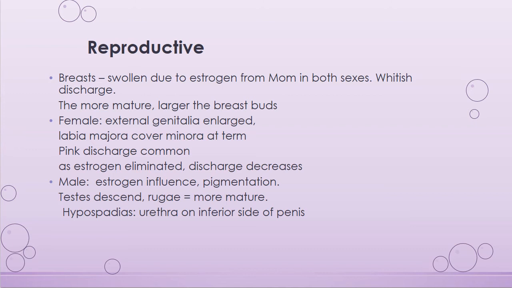We also need to assess the urethra and ensure that it is positioned where it is supposed to be. Many times, not many times, but babies can be born with hypospadias, where the urethra is on the inferior side of the penis. There are different degrees of hypospadias. The most severe variant is proximal hypospadias, when it is at the base of the penis, right at the scrotum.